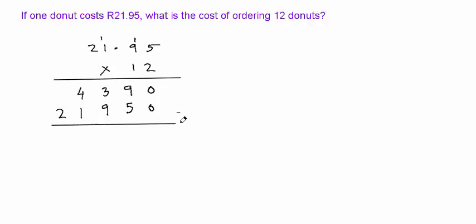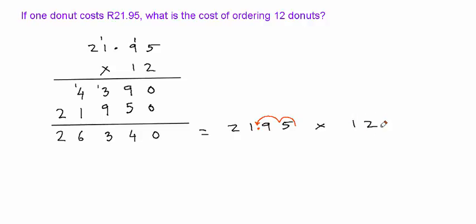Time for us to add them up. We have a 0 here. 9 plus 5 is 14. Write down a 4, carry the 1 over. 9 plus 1 is 10. 10 plus 3 is 13. Write down a 3, carry the 1 over. 4 plus 1 plus 1 is 6. And we have a 2. So there you go. 26,340 is the product of 2,195 and 12. So the decimal point is shifted 2 places over to the left.